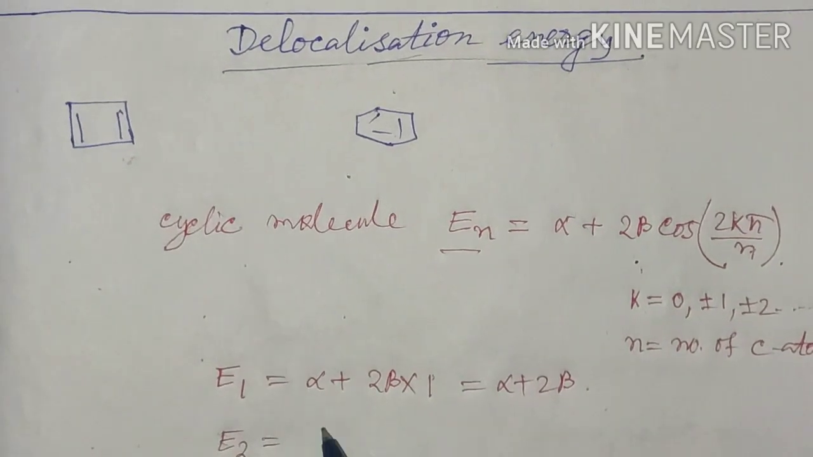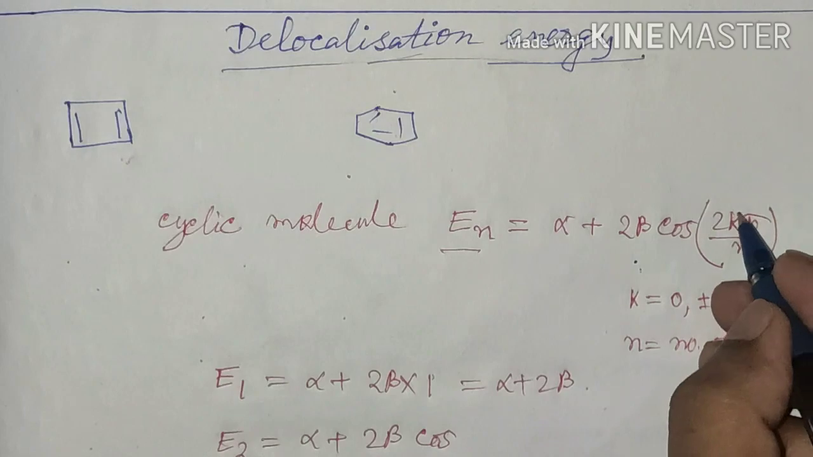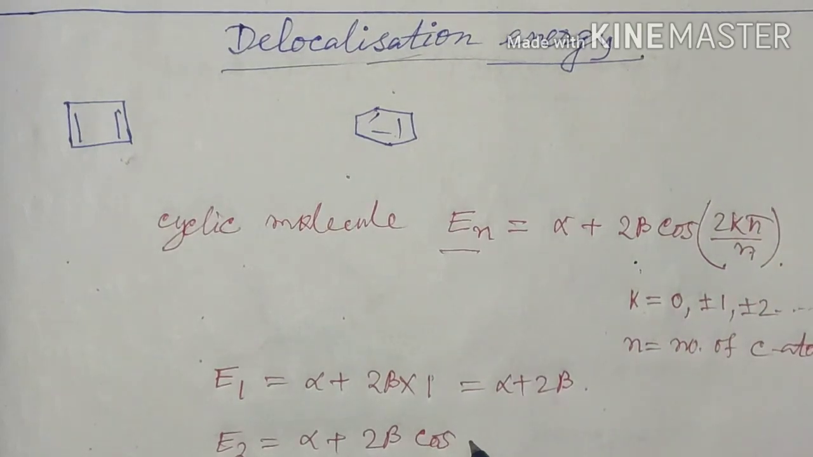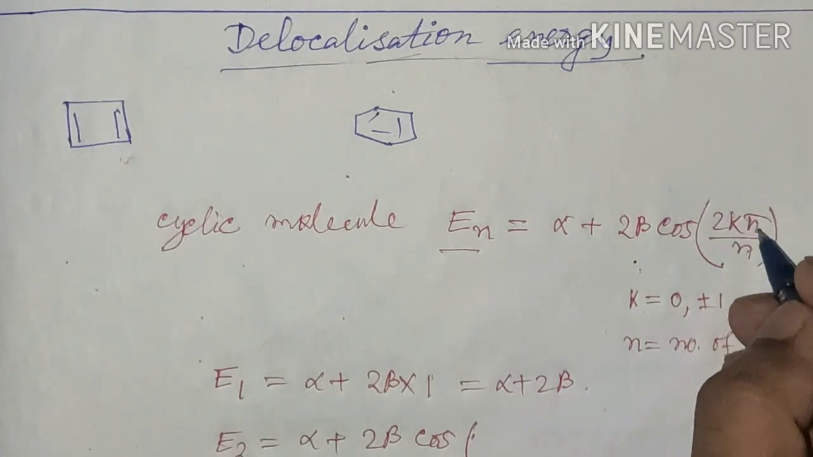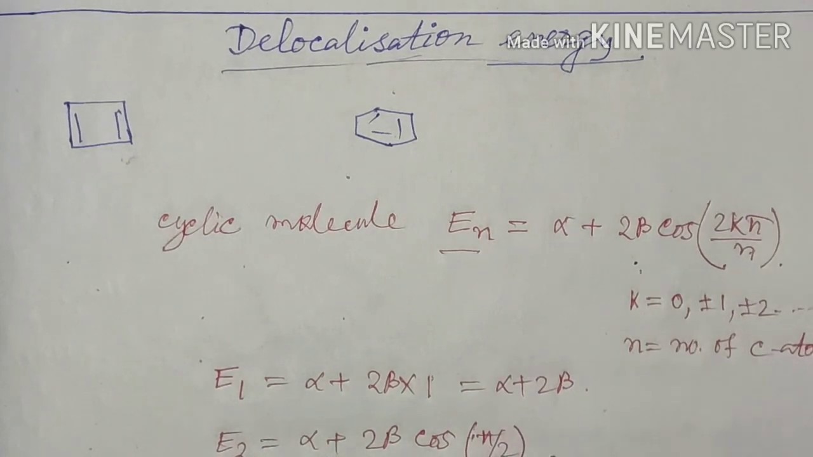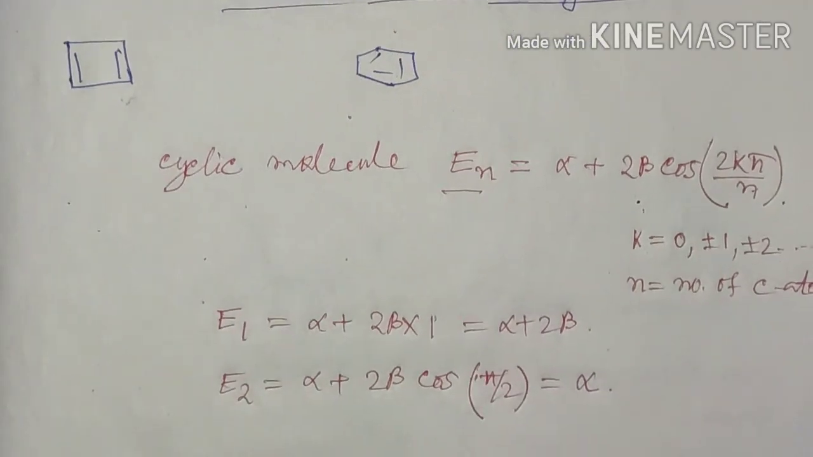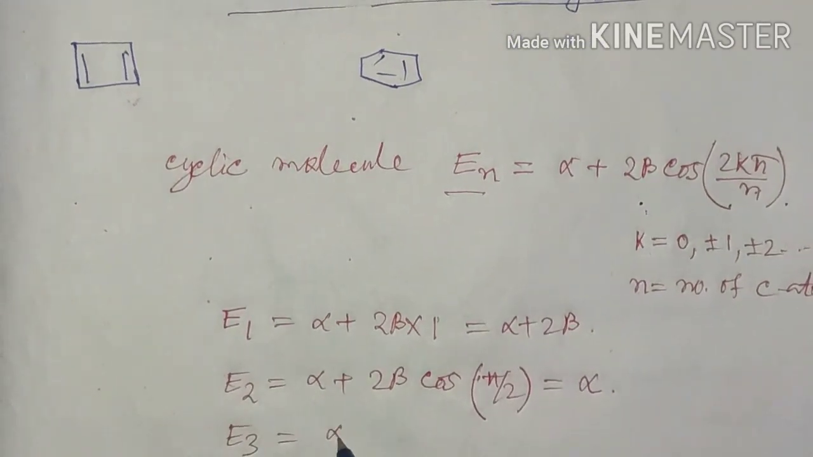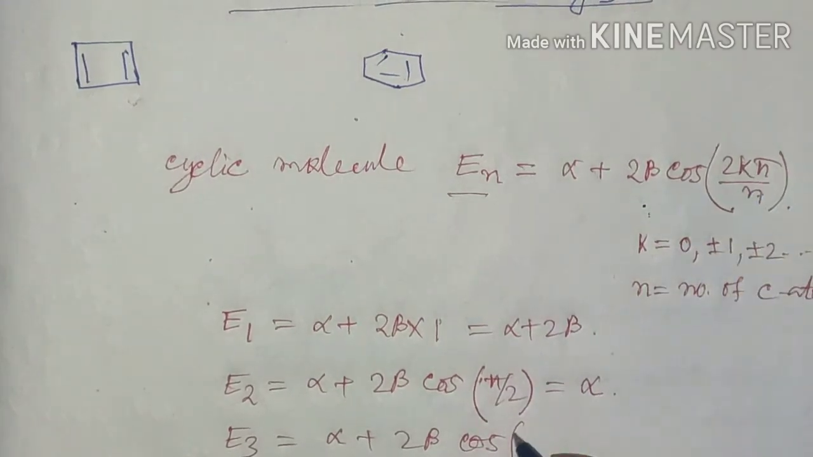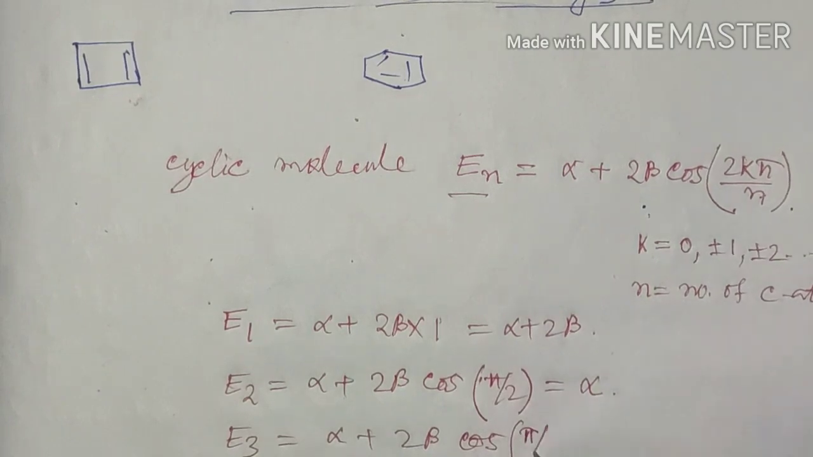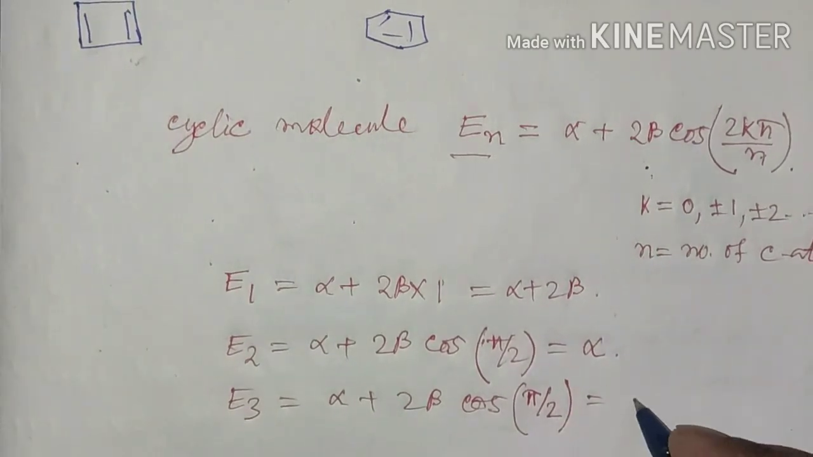For E2, k will be plus 1, that means cos 2 pi by 4, that means cos pi by 2, and the value of cos pi by 2 is equal to 0, so this is alpha. Similarly, E3 will have k minus 1, so minus pi by 2, and since cos minus theta is equal to cos theta, it will also be alpha.